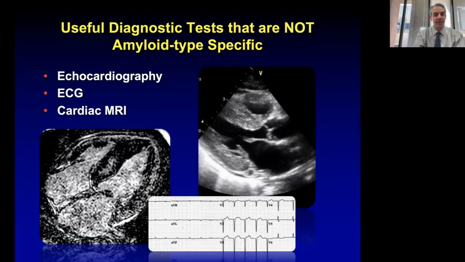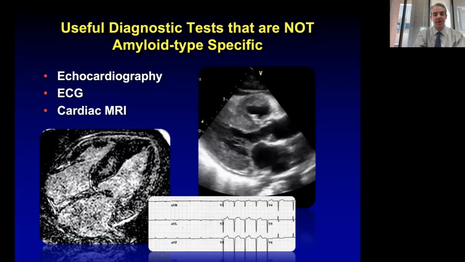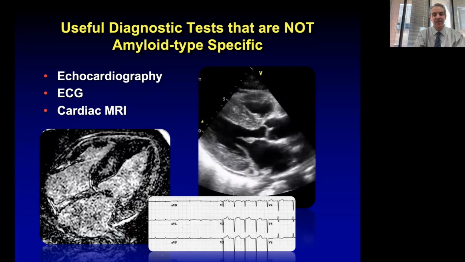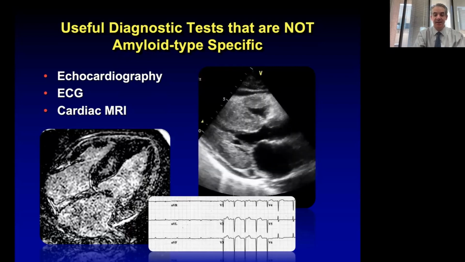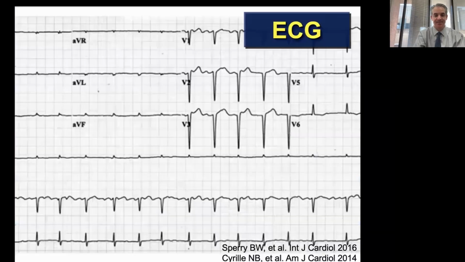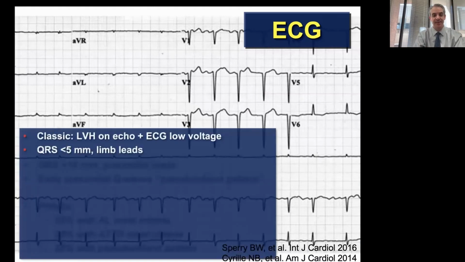We have echocardiography, ECG, and cardiac MRI. Again, these are essentially tests that lead to another test. So this is the classic ECG of a patient with cardiac amyloidosis. And you can see that if we look at the limb leads, they are dominated by very, very low voltages. And if we look at the precordium, V1, V2, V3, and so on, we see that it looks like they had an anterior myocardial infarction or a prior heart attack.